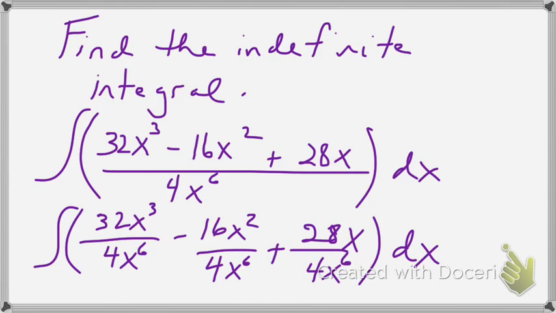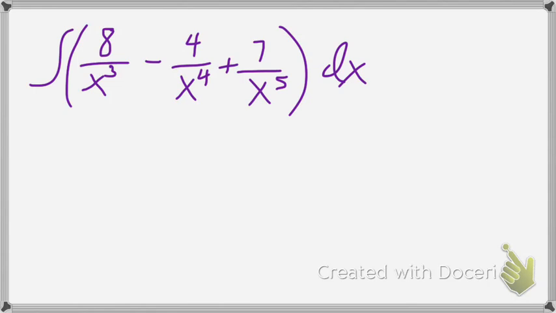How many? Okay. So when we simplify, we find that we've got 8 divided by x cubed minus 4 divided by x to the 4th and 7 divided by x to the 5th. Well, we're still working on getting ready to integrate. Let's move those bases to the numerator.